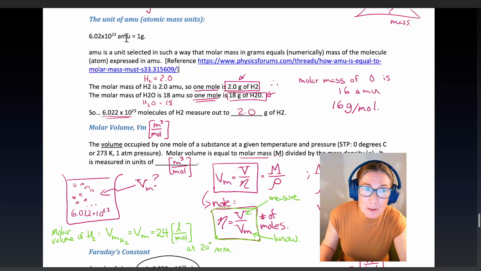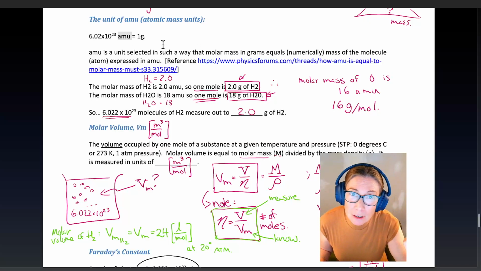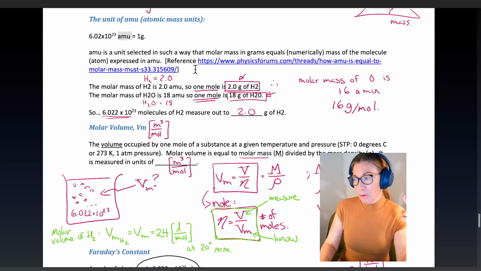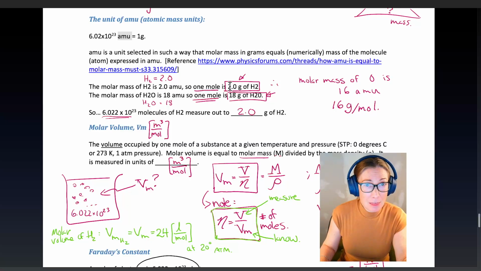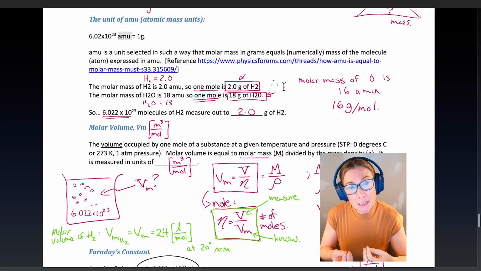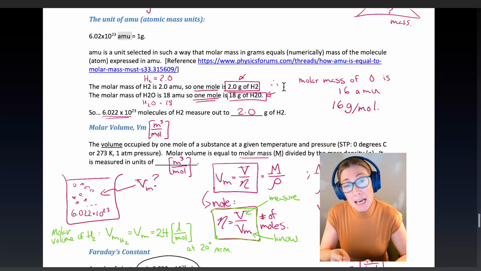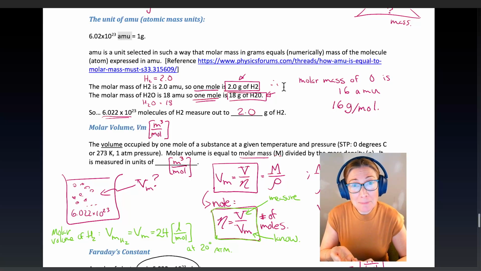So then what's the AMU based off? It's based off hydrogen. If 2 of them are 2 grams, 1 of them is 1 gram. AMU is based off the atomic mass, or the mass that a hydrogen atom is. And if you take 6.022 times 10 to the 23 of those hydrogen atoms, they're going to have a mass of 1 gram. Of H2 molecules, it's going to be a mass of 2 grams.